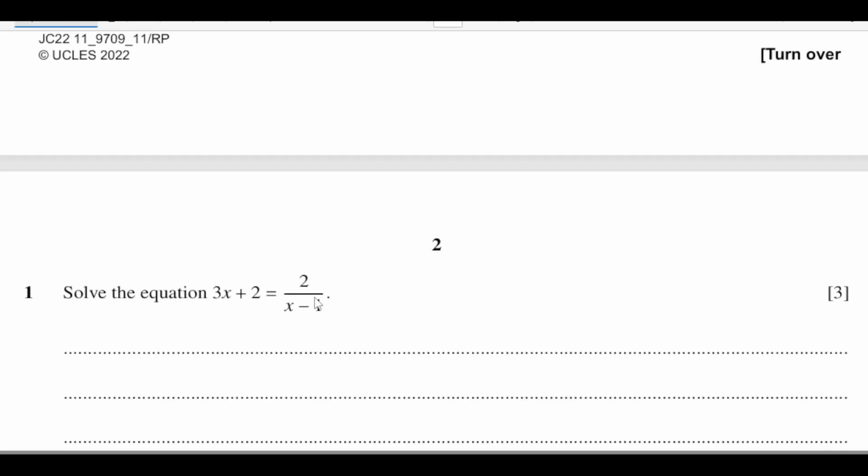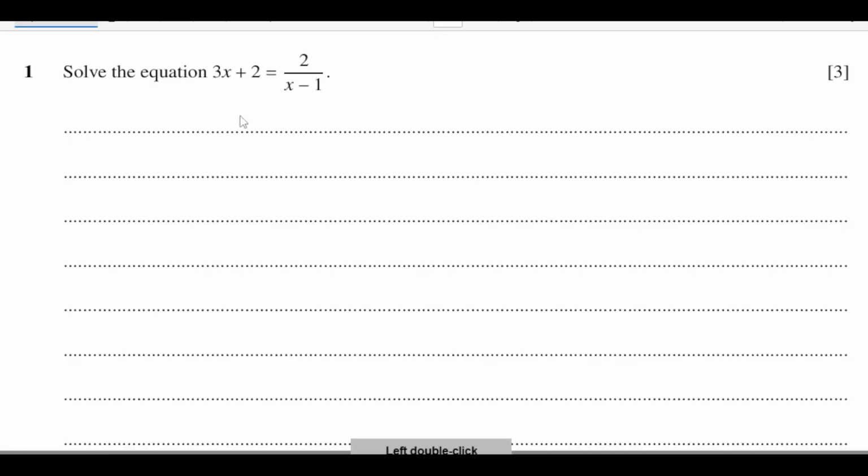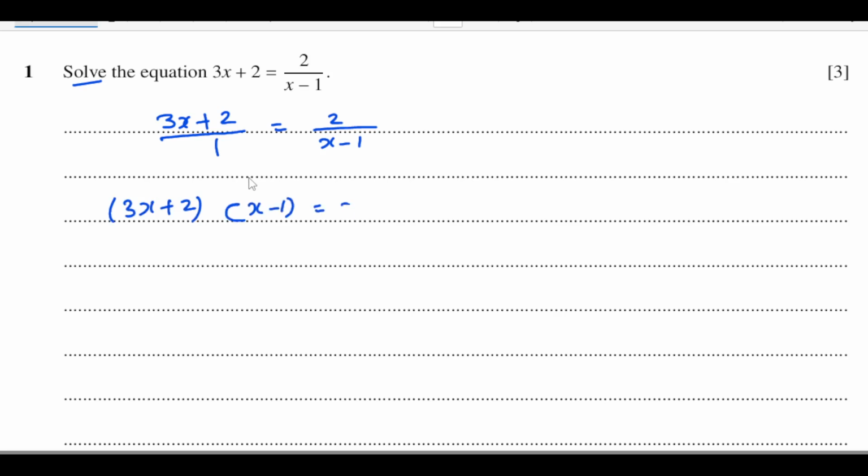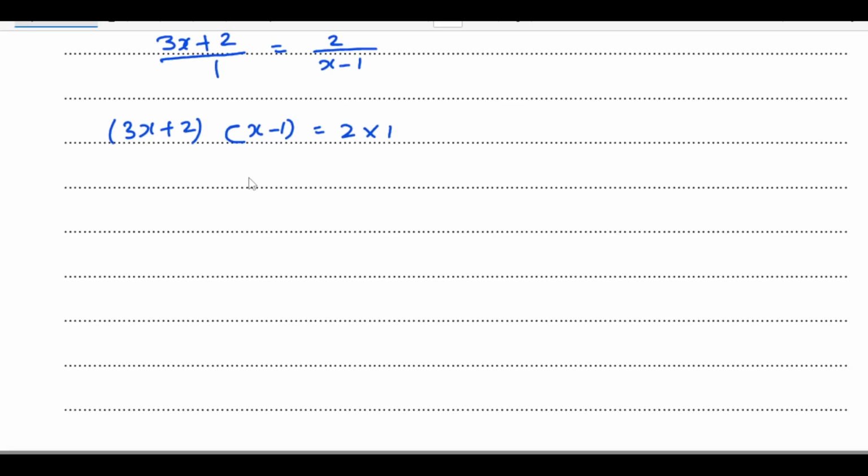So let's start. The first question that we have: solve the equation 3x plus 2 equals 2 over x minus 1. Solve means we are going to find the value of x. So I'm just going to write it down: 3x plus 2 over 1 will be equal to 2 over x minus 1, right? Now you cross multiply. When you cross multiply, we get (3x plus 2)(x minus 1) equals 2 times 1. Now you expand the brackets.